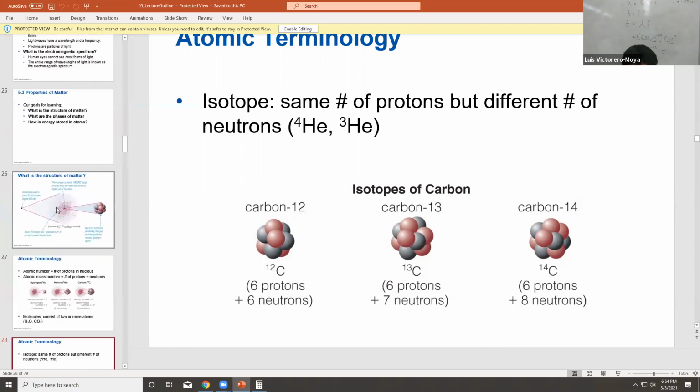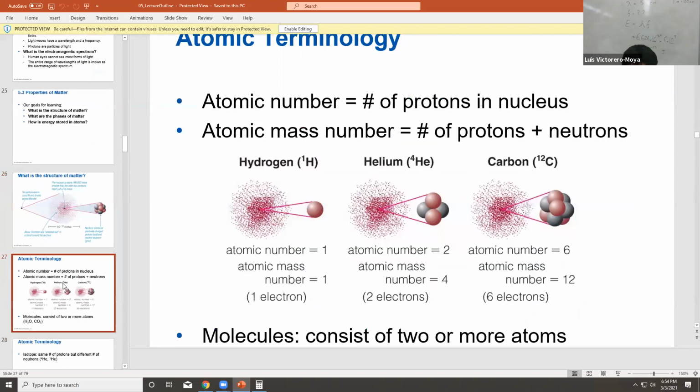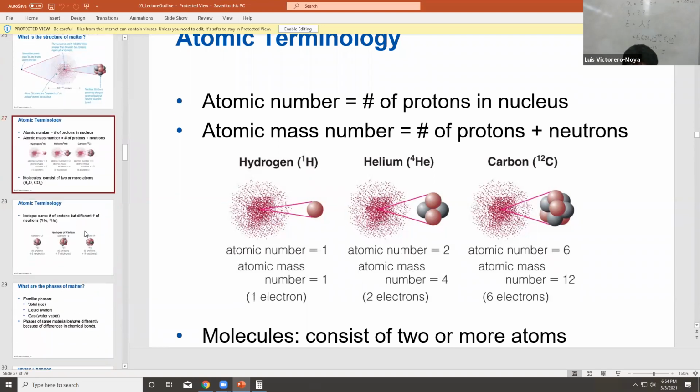Is that clear? That's basically what I want you guys to learn, because that's basically how light is going to interact, by electrons absorbing or emitting photons. Okay, and we're going to learn that in a second.